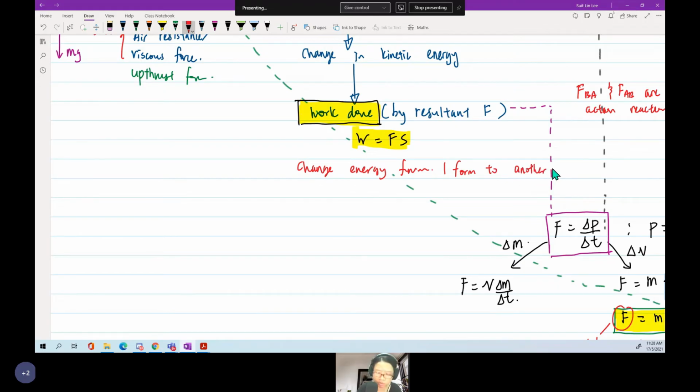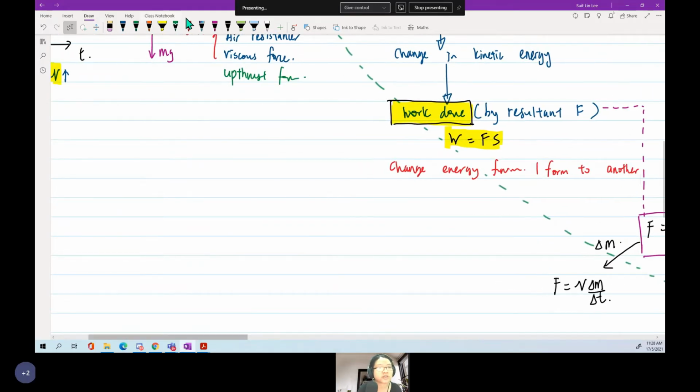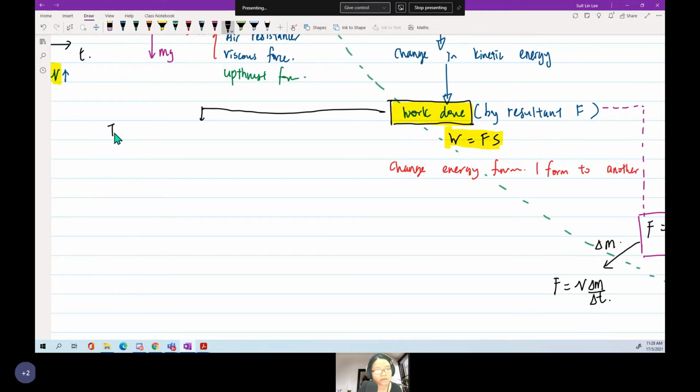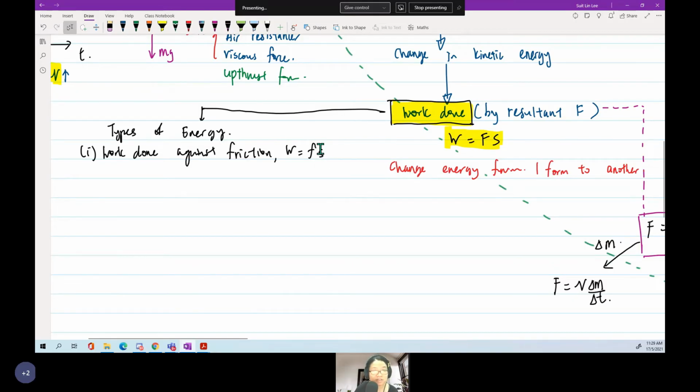I guess the next question would be to list down the types of energy, right? So the types of energy that we have in your syllabus at this point in time include, number one, work done against friction. I know, very boring. Hey, friction is a thing! W is equal to Fs. This s is the displacement traveled by the object, the actual distance traveled by the object.